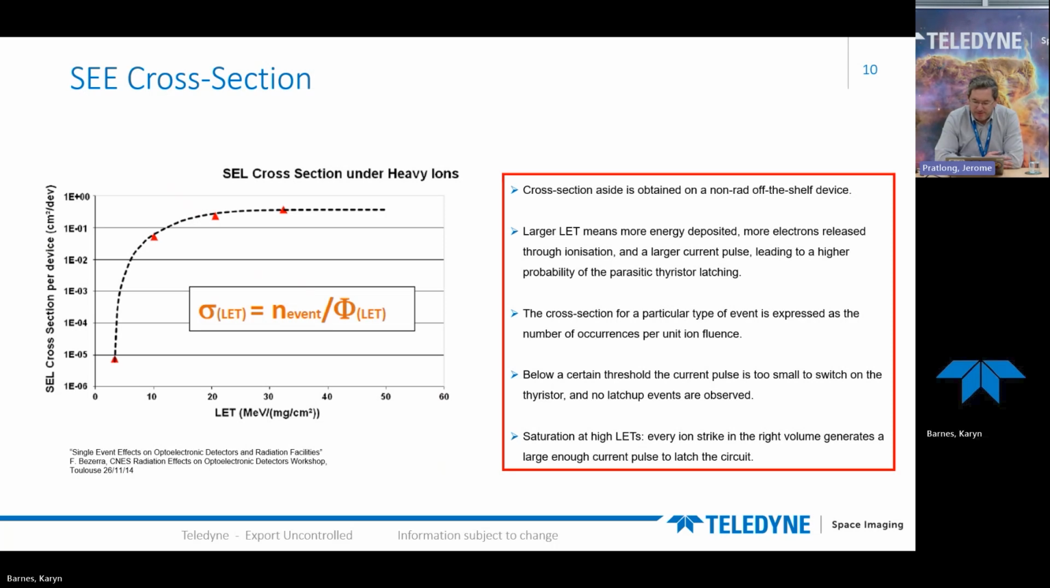Below a certain threshold, the current pulse is too small to switch on the thyristor, and no latch-up events can be observed. Therefore, that is what we see below the first point, around 2 or 3 MeV. We can see that with a non-rad-hard off-the-shelf device, the cross-section can be very high, meaning that anti-latch-up protection must be applied, and potentially the frequency of latch-up might be too high for the application.